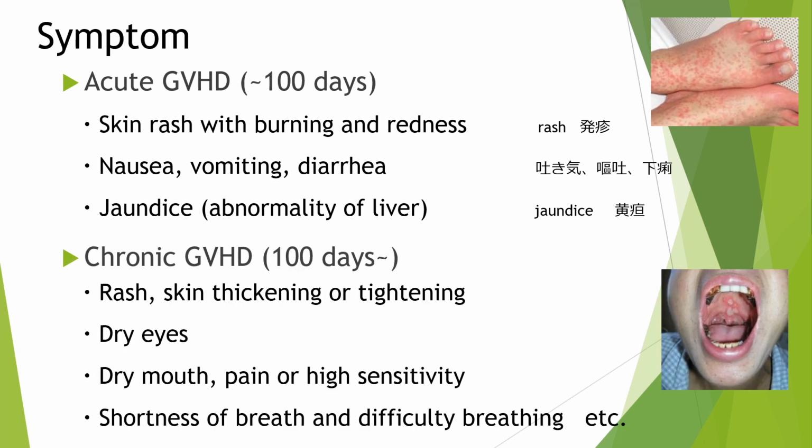Chronic GVHD may involve a single organ or several organs, for example, skin rash, thickening or tightening skin, dry eyes, very dry mouth, mouth pain, or sensitivity to spicy food, shortness of breath and difficulty breathing.